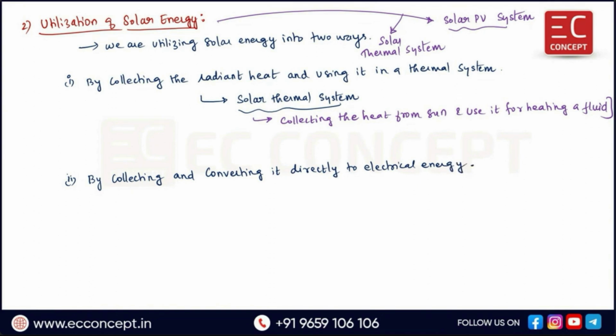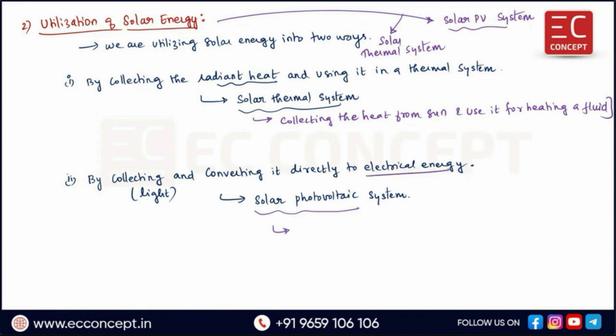See, here we are collecting the heat, and here we are collecting the light. This system is called the solar photovoltaic system. What is the purpose of the system? We are collecting the light and converting it into electrical energy, that is nothing but electricity. So solar photovoltaic system is direct conversion of sunlight into electricity.